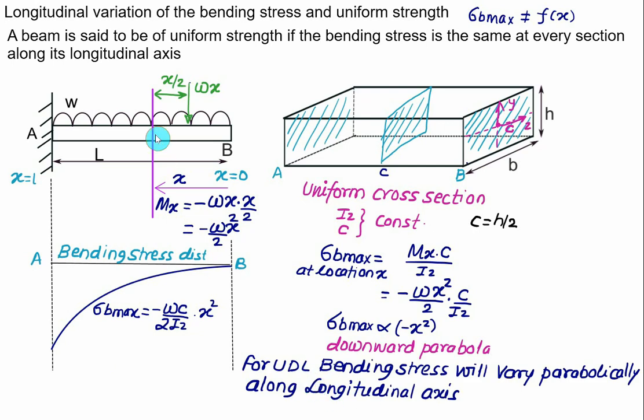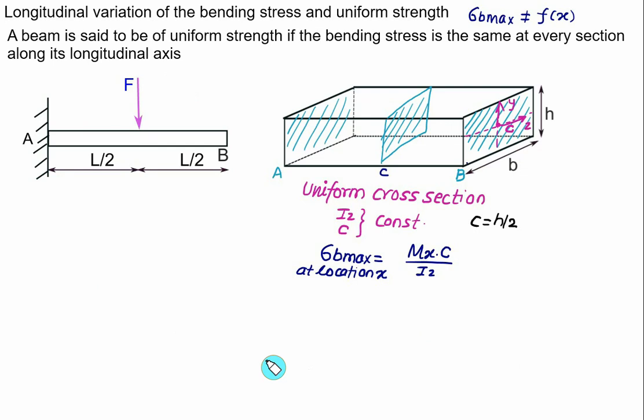So in the case of UDL, it will vary parabolically. Whenever we are given a UDL on a cantilever, the bending stress will vary parabolically along the longitudinal axis, and the maximum value of all these bending stresses will be at the fixed end, that is A. So these are the general types of questions that may be asked in the GATE examination to know the value of the bending stress along the longitudinal axis.